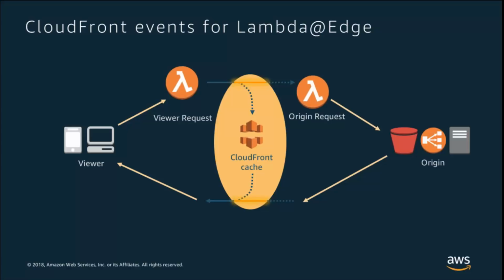The second event point is the origin request. Note that origin request gets triggered only in the case of a cache miss. If the data is already in the cache, and CloudFront can fetch that, then your origin request would not be triggered. The third point is origin response. This is in the response path. Once CloudFront fetches the response from the origin, and before it is cached, if you want to take an action or run some sort of customization, you would leverage the origin response.